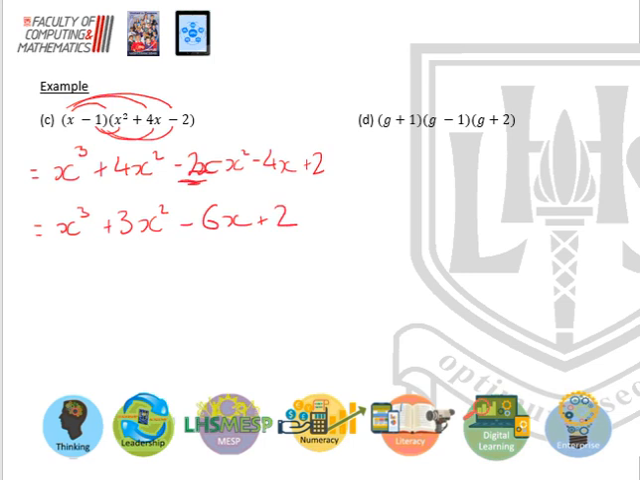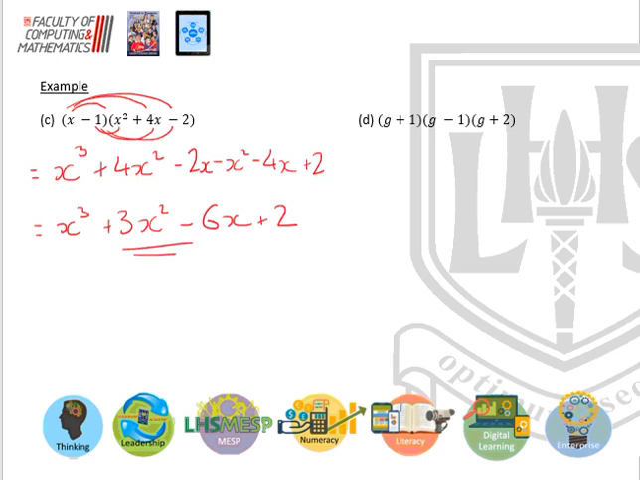Okay, apologies there. So just to recap, x times x squared is x cubed, x times 4x is 4x squared, and x times negative 2 is negative 2x. Okay, I'm just going to tidy that up a wee second. Okay, then your negative 1 times x squared is negative x squared, negative 1 times 4x is negative 4x, and negative 1 times negative 2 is positive 2. So that is your final answer there.